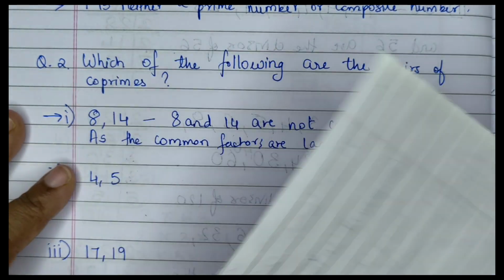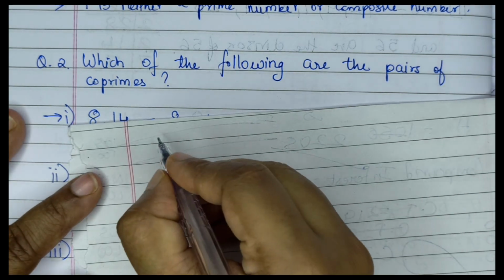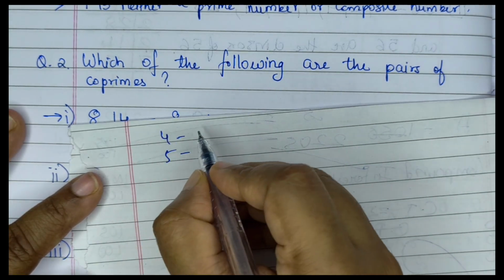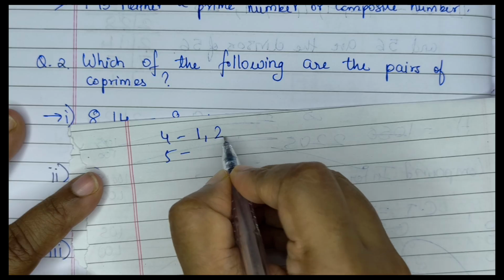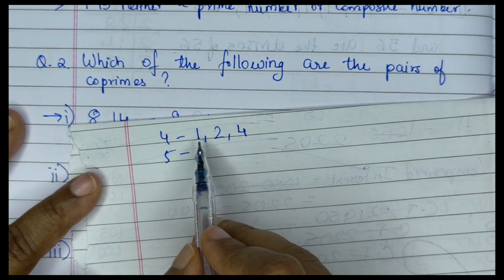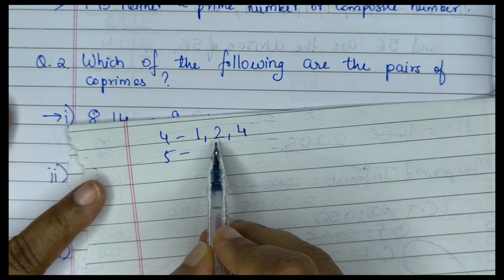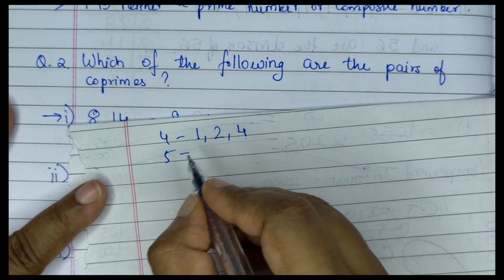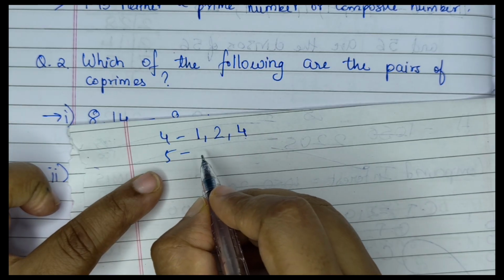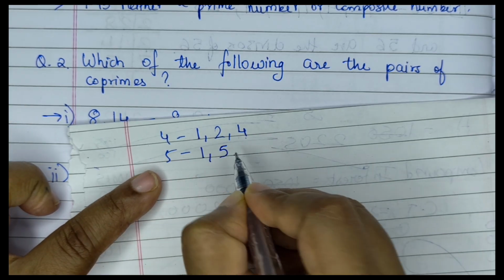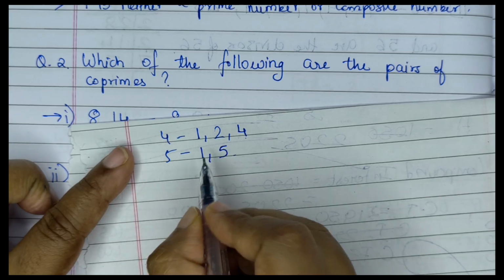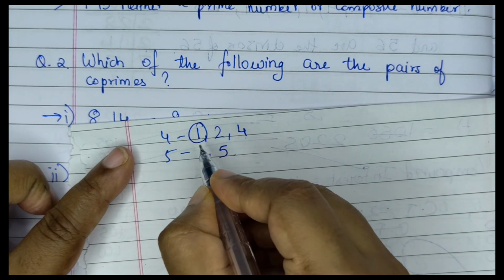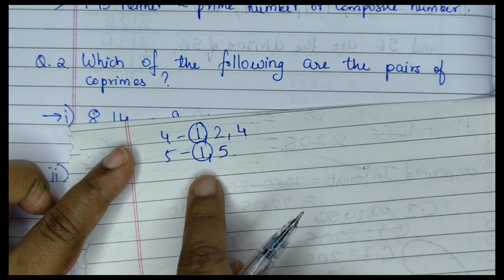Now see the next one, 4 and 5. Again, same way we will do it for 4 and 5 also. What are the factors of 4? 1, 2 and 4. Okay, 4 is divisible by 1. 2 2s are 4. So 2 and 4. And 5. 5 is a prime number. It doesn't go in any table except 1 and the number itself. Okay, after doing that, what do we see? We see the common factors. What is the common factor? 1. Only 1 is the common factor.